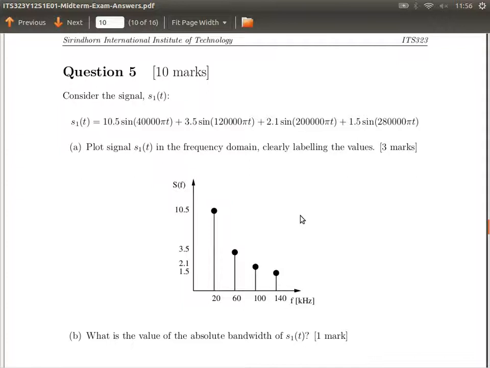At each of those frequencies, we draw an impulse with the height equal to the peak amplitude. So at 20,000 hertz, this is measured in kilohertz, the scale here, 20,000 hertz, peak amplitude 10.5. 60,000 hertz, 3.5. 100 kilohertz, 2.1, 140 kilohertz, 1.5. So there's our answer. The plot of a signal in the frequency domain is the components and their amplitudes.